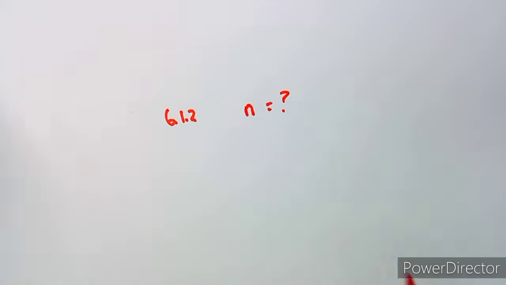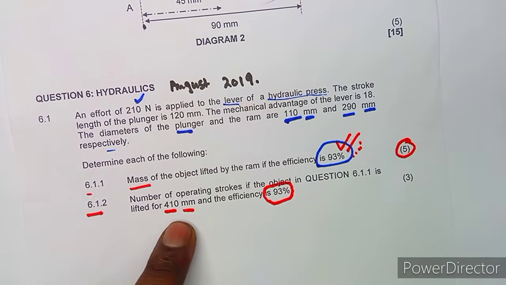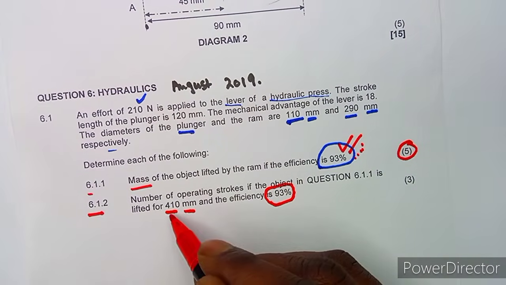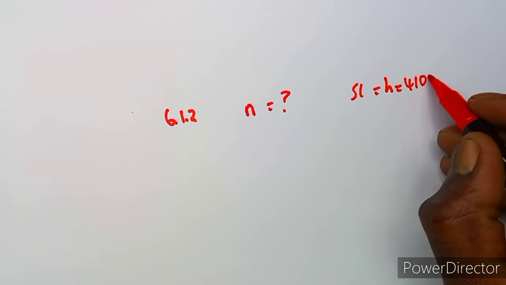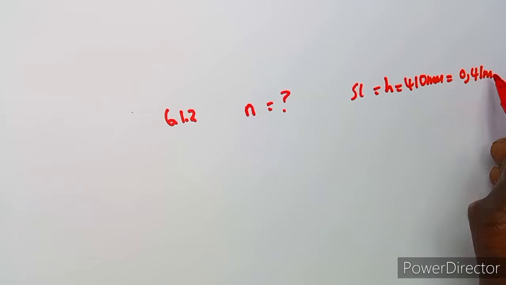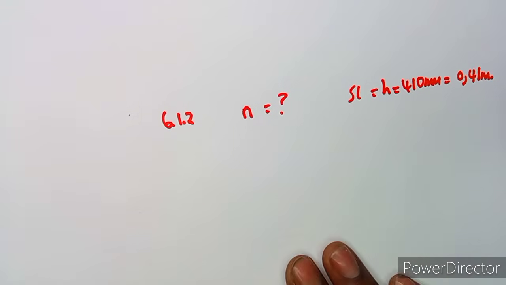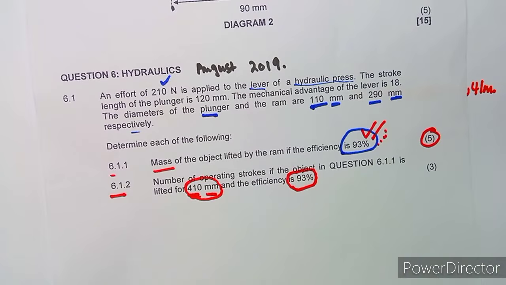Okay, so we have to work with the formula that consists of n, and also of the height, which is the stroke length. This is your new stroke length, which is your h, which is 410 millimeters, which in meters is 0.41 meters. So that is your stroke length, which is the h. Remember the issue of volume, guys, that we know.